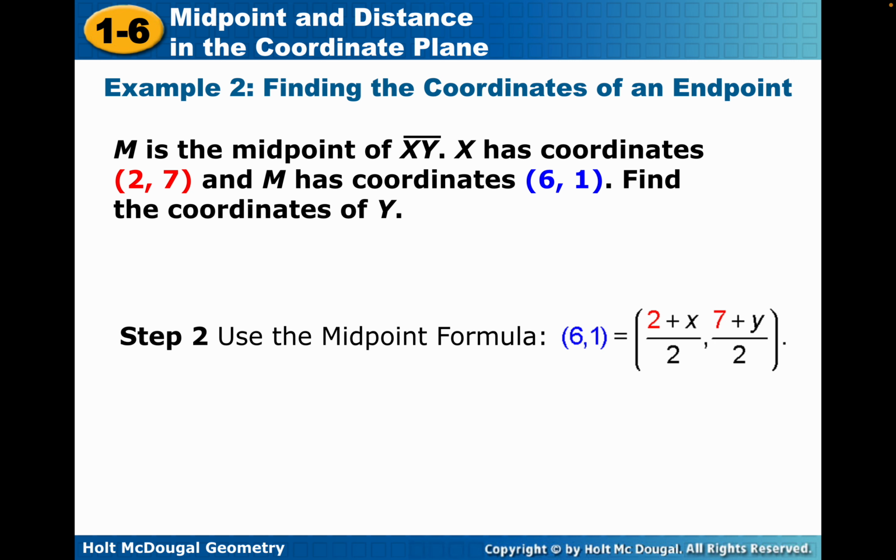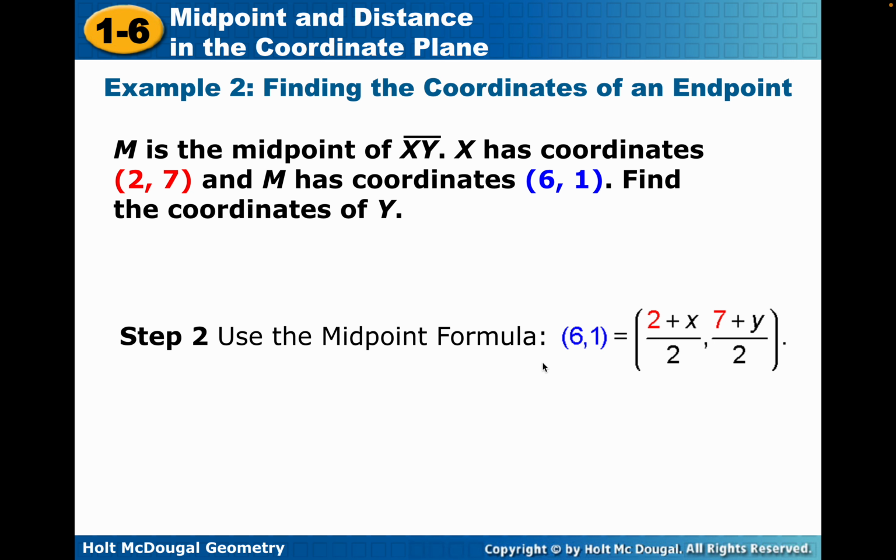So what if the case is, as on this next problem, what if we're given the midpoint, but we don't have all our coordinates. Okay, so we're finding one of our endpoints. So in this example, this says M is the midpoint of XY. X has the coordinates of 2, 7, and M has the coordinates of 6, 1. We want to find the coordinates of Y. Okay, so this time we're not finding the midpoint, we're given the midpoint, but we need to find one of the endpoints. So in this case, we're going to use the midpoint formula still, but we're finding different values.